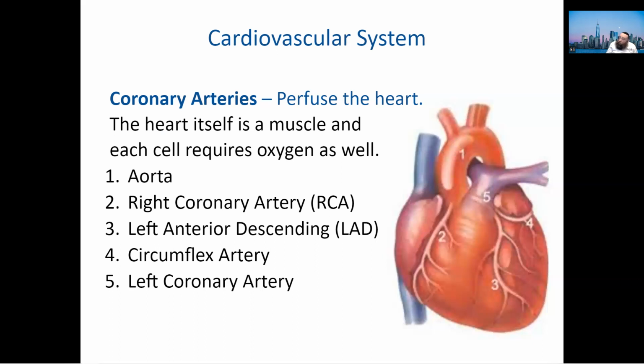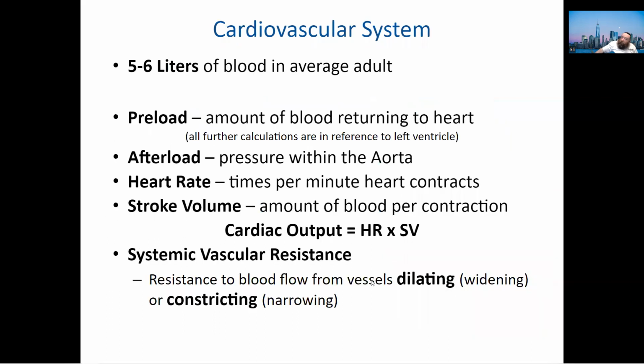These are the coronary arteries, and this is what's keeping your heart alive. Obviously, the heart is keeping the whole body alive. So everything we talk about now is going to be affecting the coronary arteries. So we know there's 5 to 6 liters of blood. Looks like they've gone now with 6. 5 to 6 was too confusing.